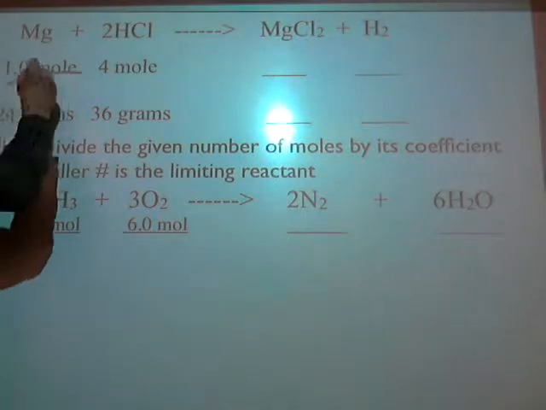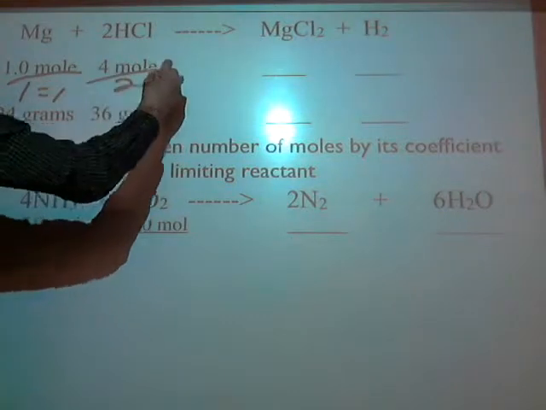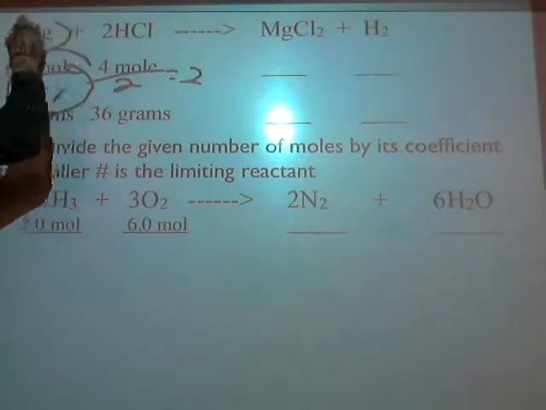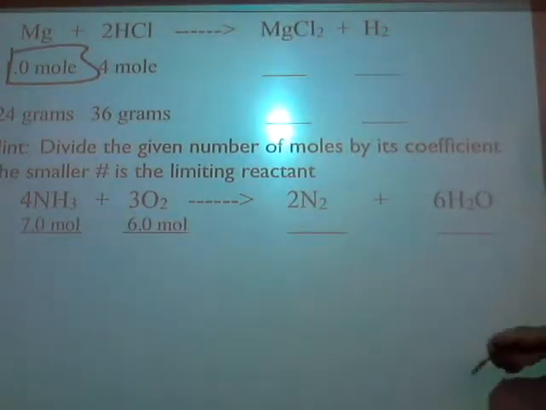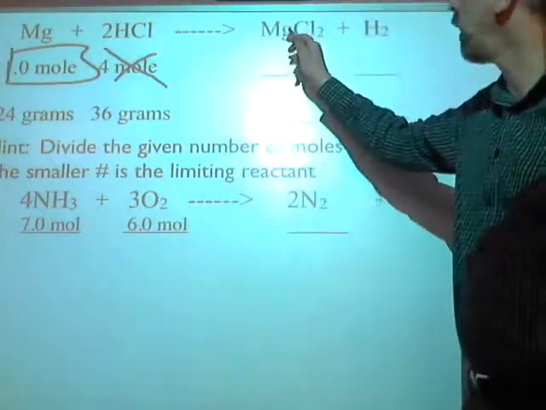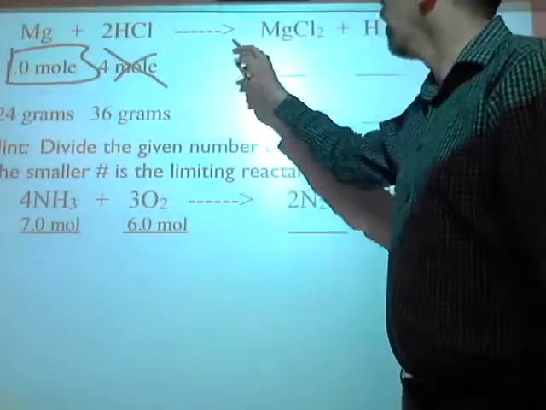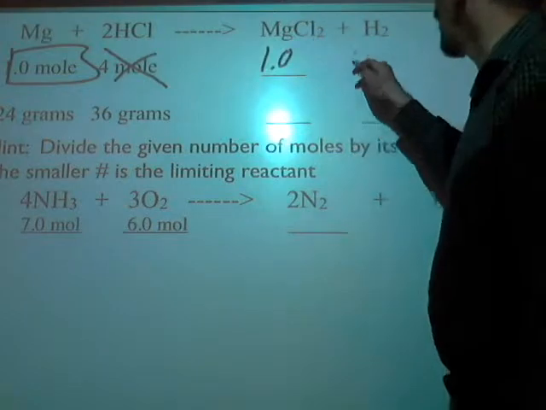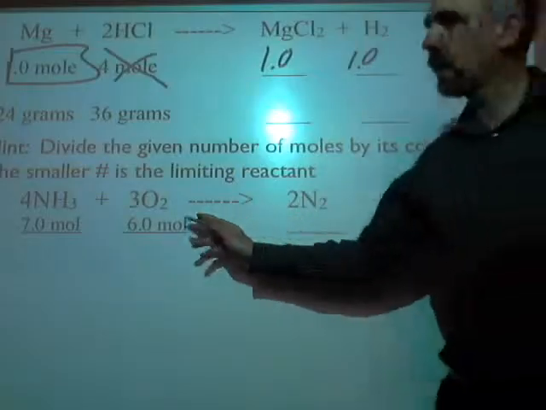So in this case, it's going to be 1 divided by 1, and 4 divided by 2. 1 divided by 1 is 1, 4 divided by 2 is 2. This is the smaller number. Magnesium is your limiting reactant, correct? So I would box or circle it. Now, some of you are probably wondering, why do I care? Here's what that tells me: I'm ignoring the other reactant. It is not going to determine how much magnesium chloride and hydrogen I get. 1 mole of magnesium is going to give me 1.0 moles of that and 1.0 moles of that. You see?